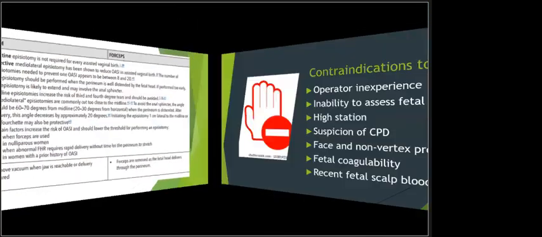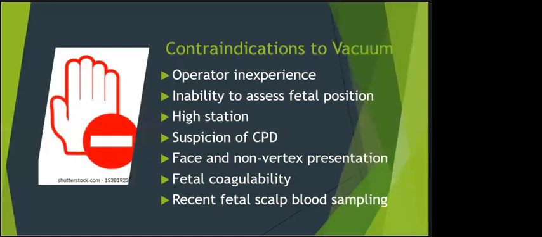All right. What are the contraindications to vacuum? Inexperienced operator, you don't know how to actually do it, then don't do vacuum delivery. Inability to assess fetal position. The station is very high. The head is not visible in the introitus, hence you don't know the position. You cannot identify the flexion point, then you cannot do vacuum extraction.